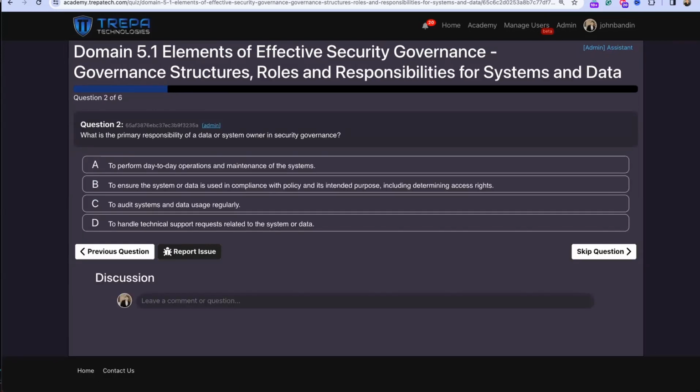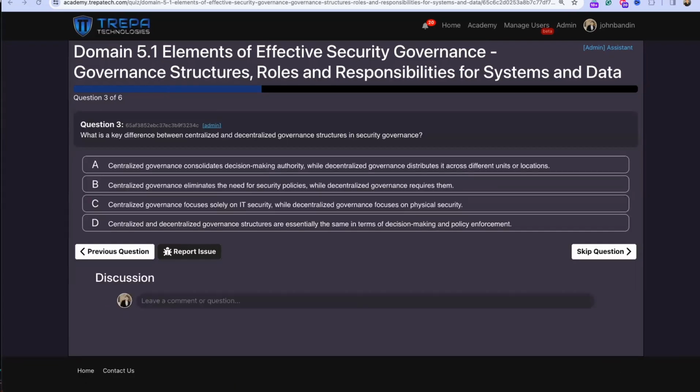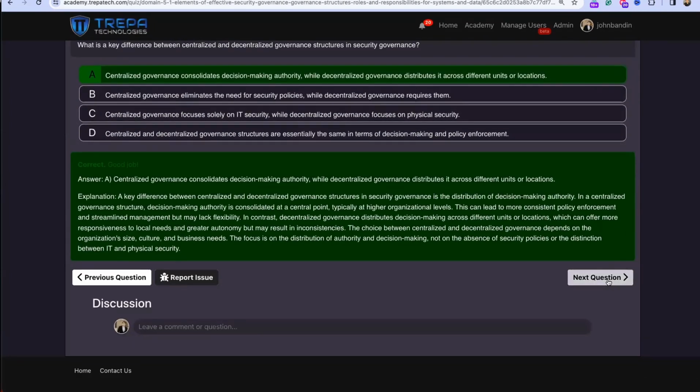Question 2, what is the primary responsibility of a data or system owner in security governance? That's going to be B, to ensure the system or data is used in compliance with policy and its intended purpose, including determining access rights. Question 3, what is a key difference between centralized and decentralized governance structures in security governance? Let's take a look here. We're going to go with A. Centralized governance consolidates decision-making, while decentralized governance distributes it across different units or locations.